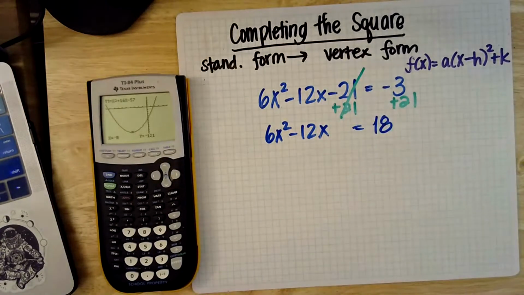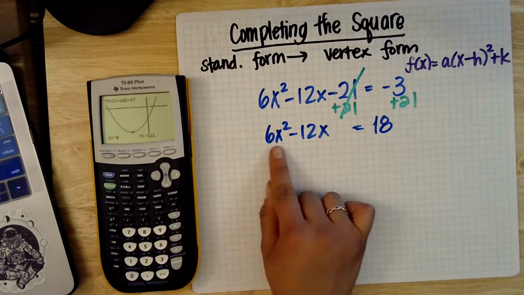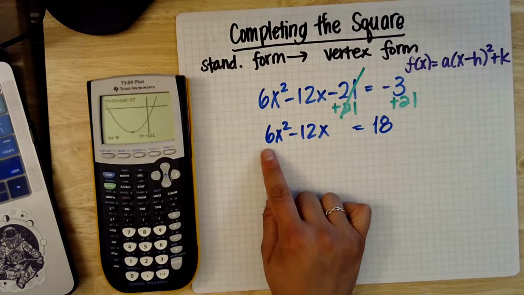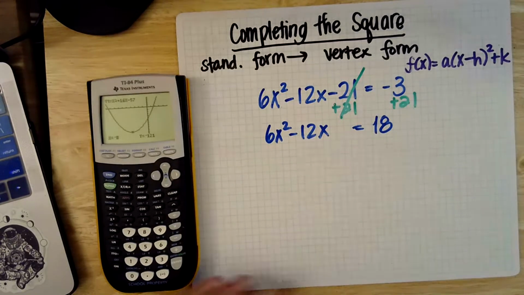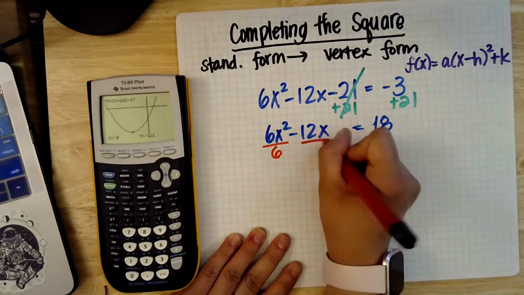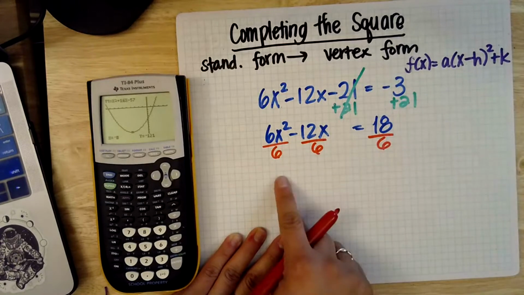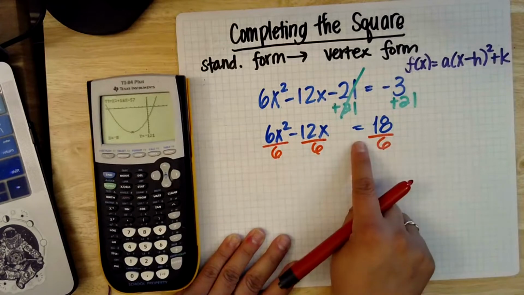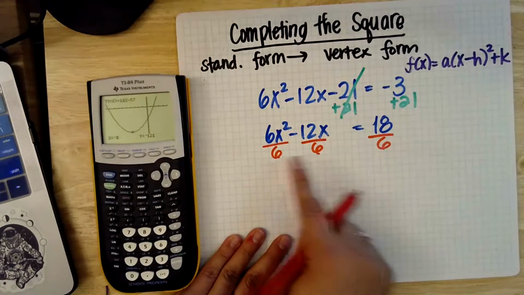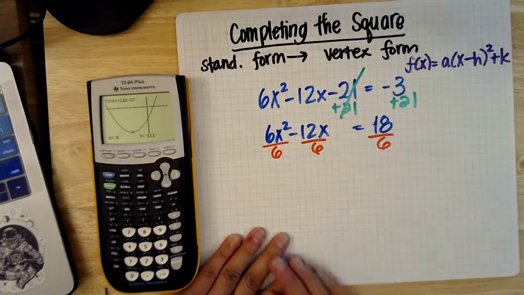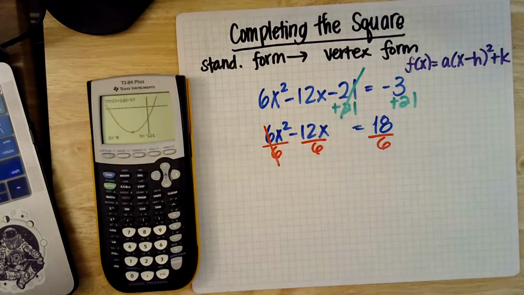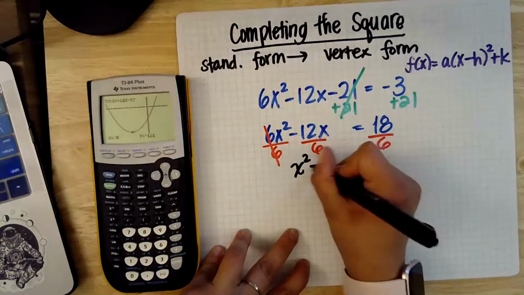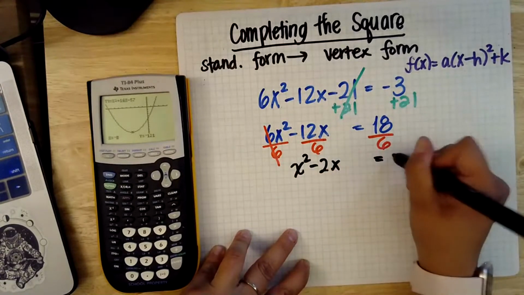But remember I said I need to have ax squared, where a has to be 1. Right now I don't have that, so I've got to do something. I'm going to use my division property of equality, which means I'm going to divide this guy by 6, but because this is an equation, everything has to be divided by 6, yes? So now my new equation says x squared minus 2x equals 3.